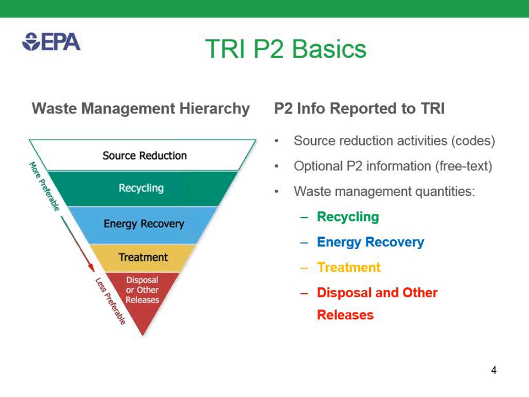Then there's one optional field where facilities provide free text details about their P2 activities or about other environmentally friendly practices. So that's the one optional piece of this. I'll have examples of that in a bit also. And then another required section is a full accounting of your waste management quantities. So that'll have the total production-related waste managed at each facility broken down into the categories of more preferred, like recycling, or less preferred, like disposal and other releases.